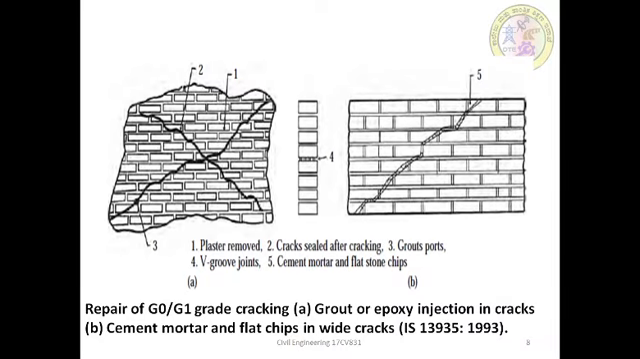Now this figure shows the repair of G0 or G1 grade cracking, and how grout or epoxy injection is employed in the cracks, and also how the cement mortar or flat chip is used in wide cracks. So the figure itself will give the complete information of how the repair for G0 and G1 grading of cracking is to be executed.